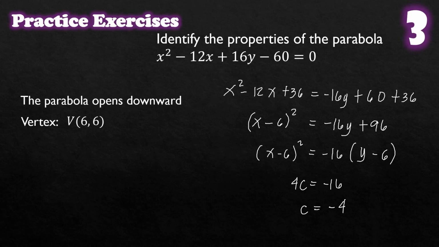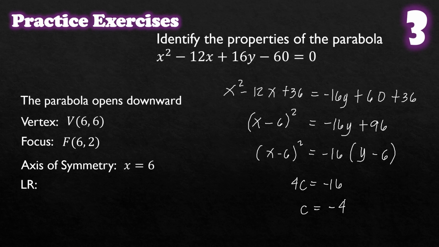The focus will be 4 units away from the vertex. Then we have the focus as (6, 2). That is 4 units below the vertex because the parabola opens downward. The axis of symmetry is the line x = 6. The length of latus rectum is the absolute value of 4c, that is equal to 16.